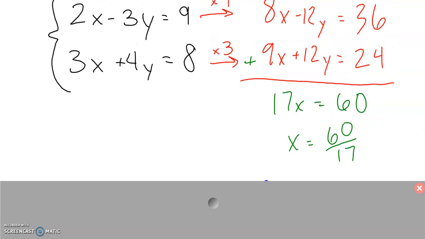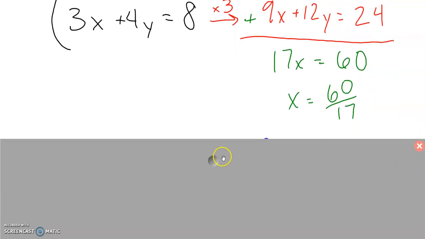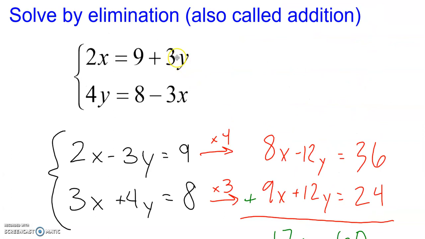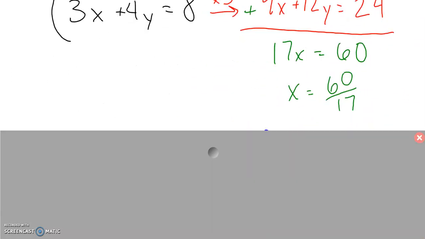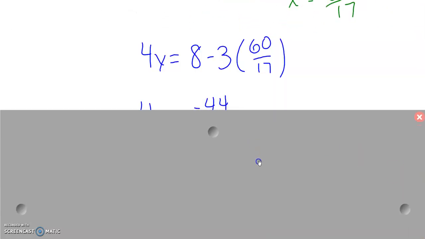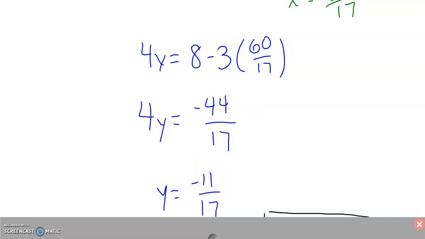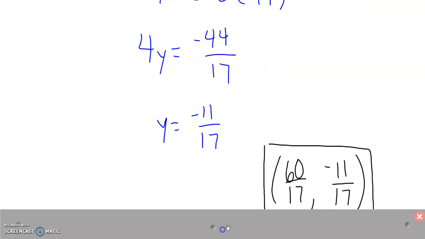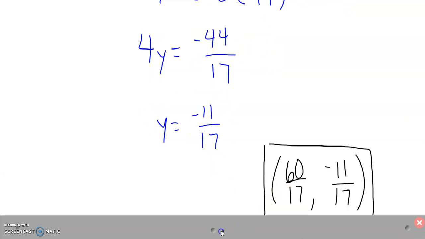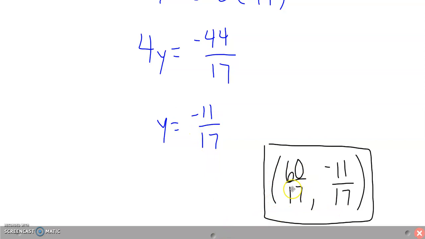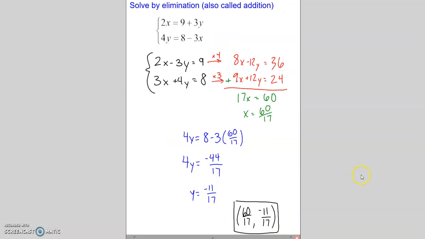Oh my gosh, how fun are fractions? This is so exciting. Then what I do is I take that answer and I plug it into either of my two original equations to find y. So I plug in that answer there. I multiply it by -3, and then I do 8 minus that, or you can type all that into your calculator at once, press enter, and you get -44 over 17. Divide both sides by 4, and again, you can use your calculator for that, and you get -11/17, and there's how I'm writing my answer as an ordered pair with x first and y second.